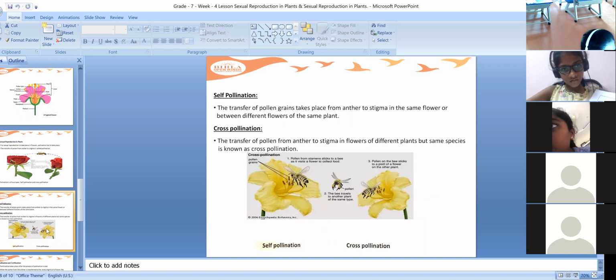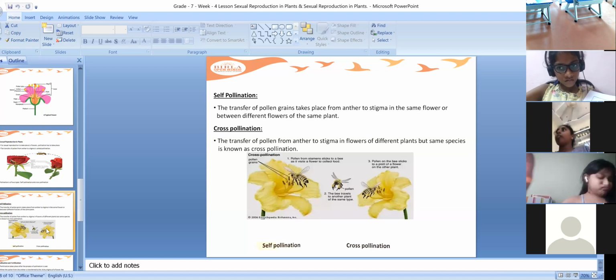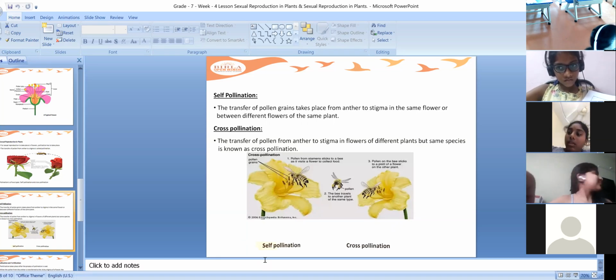The pollen from stamens sticks to the bee, and when it visits another flower, it transfers like this. Cross pollination takes place. The transfer of pollen from an anther to a stigma in flowers of different plants but the same species is known as cross pollination. Self pollination and cross pollination are the two types of pollination.